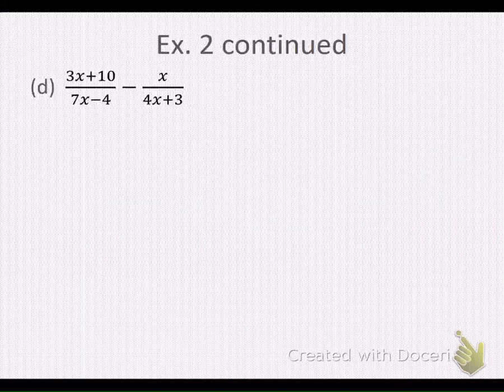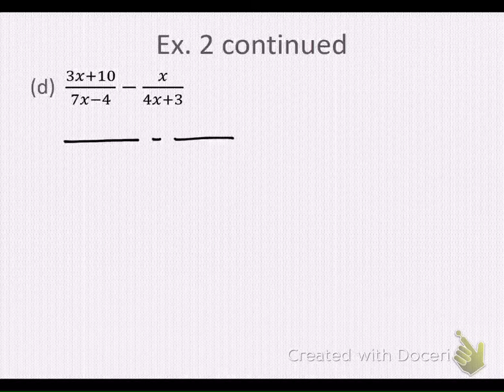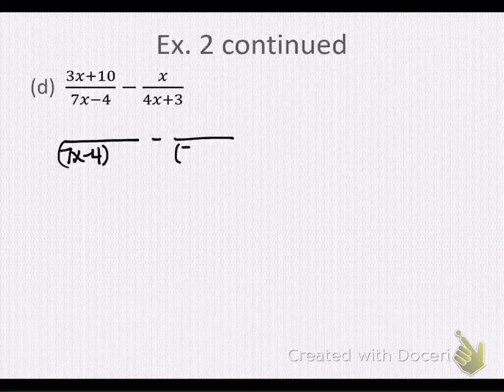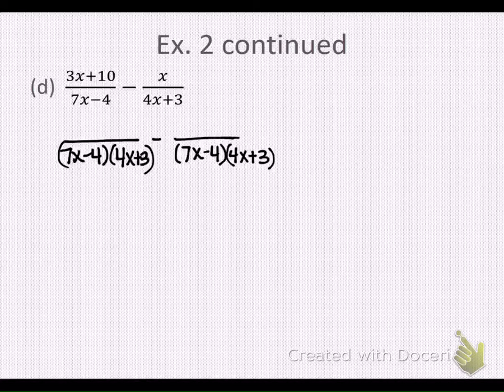No. So that's nice because now finding the common denominator should be super simple. What is our common denominator going to be? 7x minus 4. And what else? 4x plus 3. Since neither can be broken down any further, I just have to use both of them in my common denominator. They don't factor down further, which is nice, but I do have to use them both.